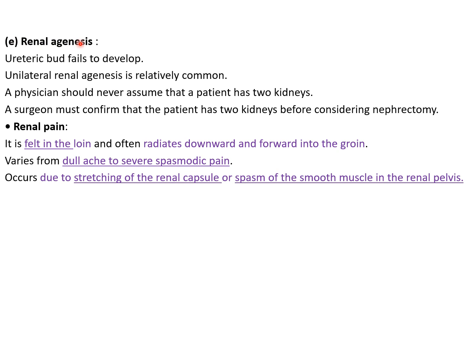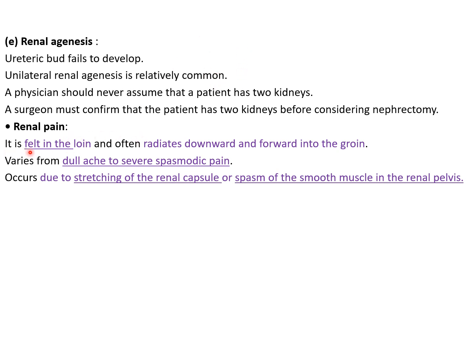Renal agenesis: if the ureteric bud fails to develop, the kidney will not form. And unilateral renal agenesis is quite common. That is, absence of kidney on one side is common. So the physician must not assume that the patient has 2 kidneys, and a surgeon must confirm that the patient has 2 kidneys before removing the kidney, that is, before going for nephrectomy.